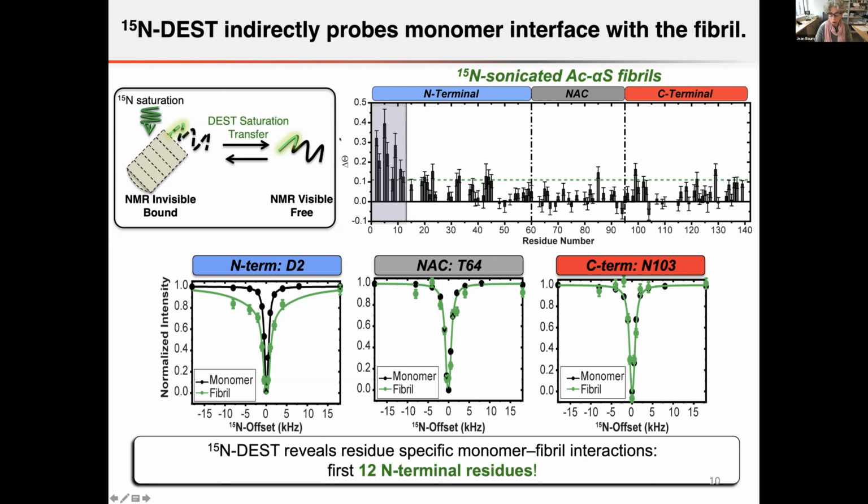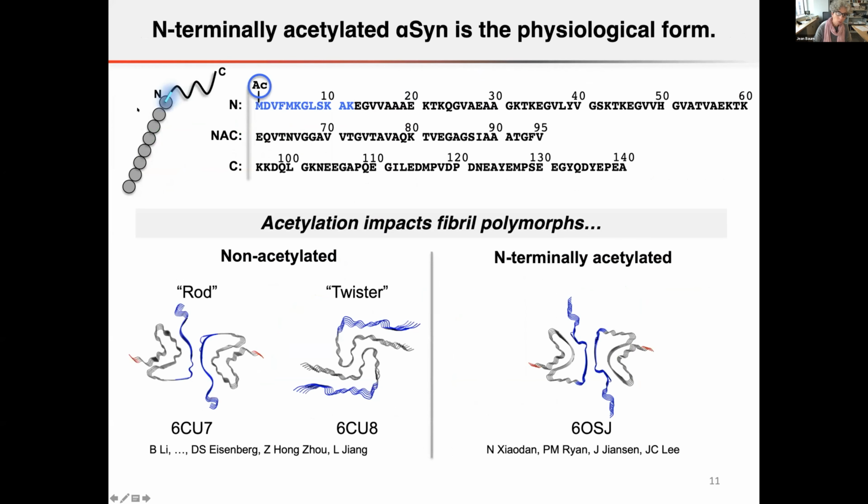So when we plot all of this broadening, delta theta, as a function of residue, what we see is that the N terminus has this broadening, suggesting that there are weak transient interactions between the extreme N terminus and the monomer, whereas the rest of the monomer is not interacting with the fibril. Okay, so we have a sense of how the monomer is interacting with the fibril, and we know that it's this extreme N terminus here, and in fact, it's the first 12 residues.